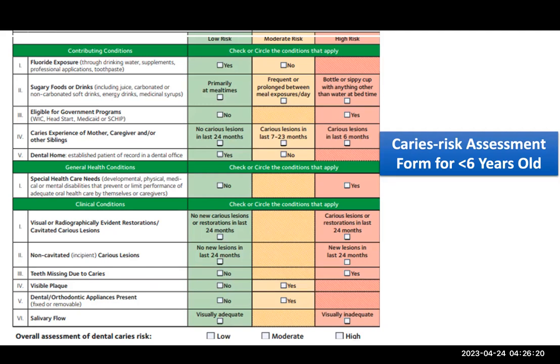The only difference is that they have added the siblings' caries also as a risk factor, rather than only the parents or caregivers. Then they also have put the special healthcare needs into high risk. In the previous one, it was in the moderate risk. And this particular classification also adds certain aspects like visual and radiographic evidence of caries and extent of caries, rather than only presence of caries.